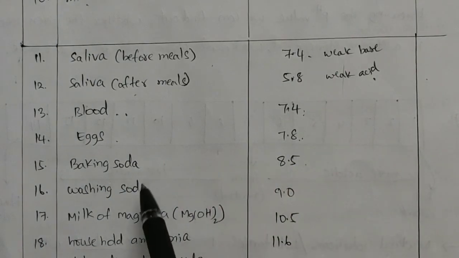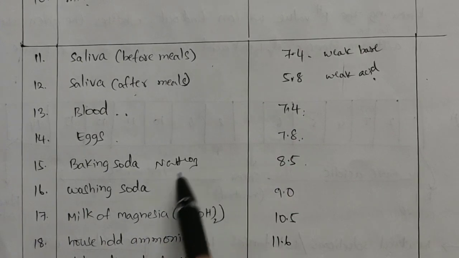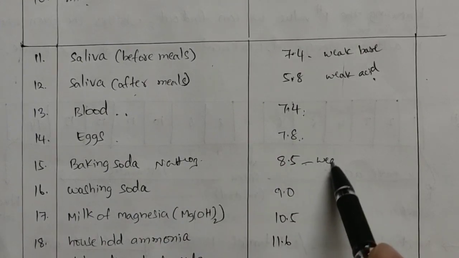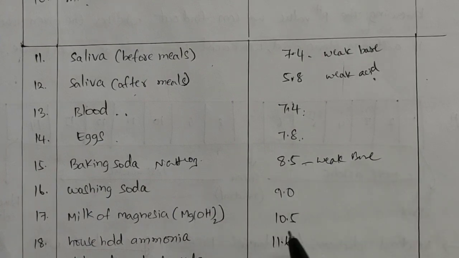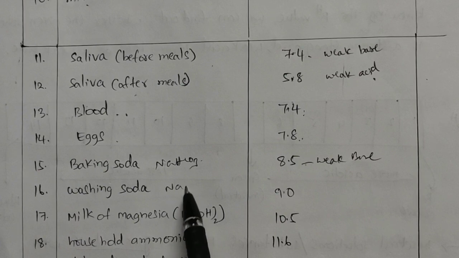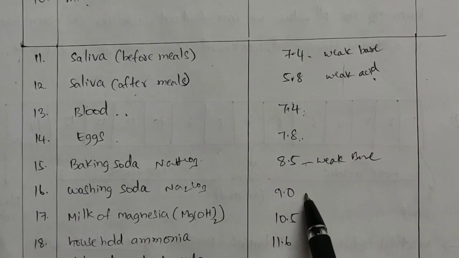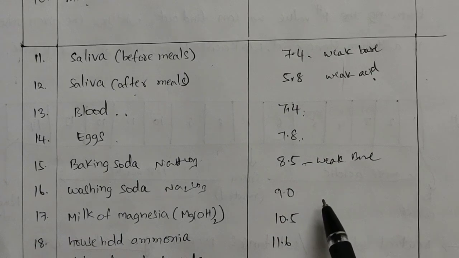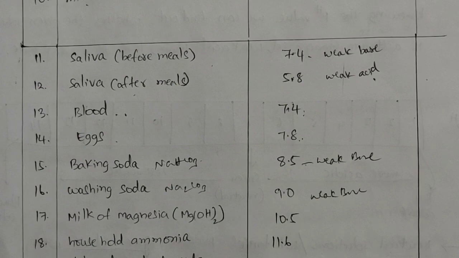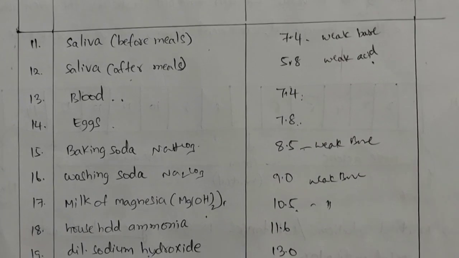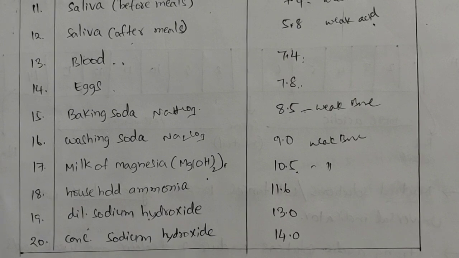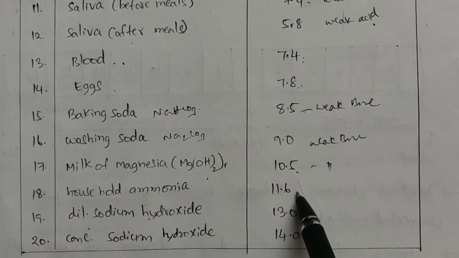Baking soda, sodium bicarbonate, is also a weak base, right? With pH 8.5. And washing soda, Na2CO3, sodium carbonate, is also a weak base, with pH 9.0. And milk of magnesia, or magnesium hydroxide, is also a weak base with 10.5. And our household ammonia, which is used for toilet cleaning, is a moderately strong base with 11.6.